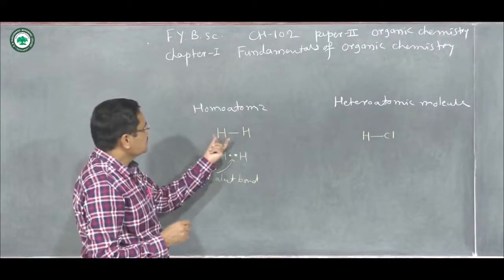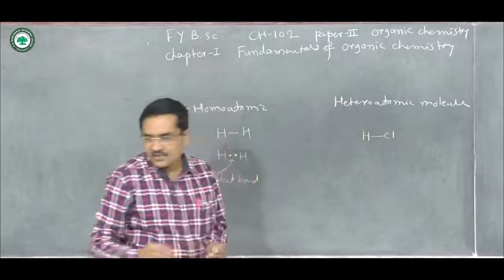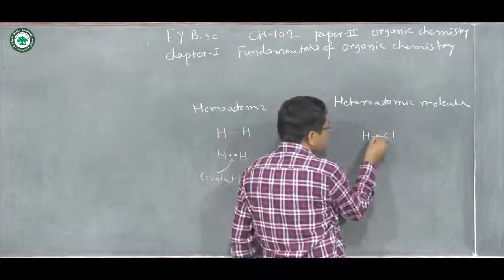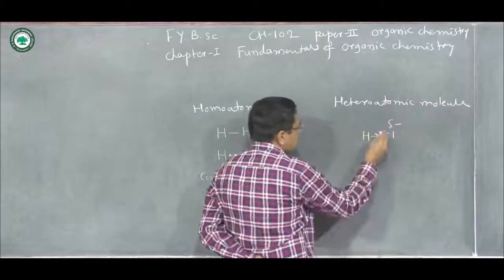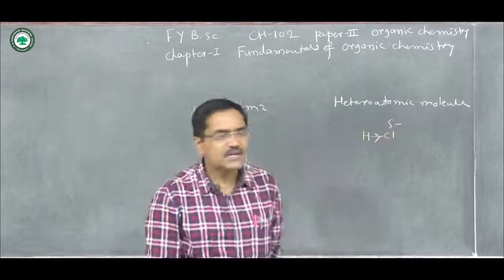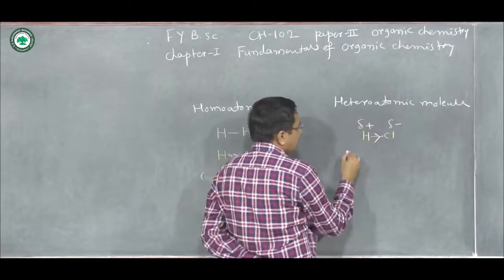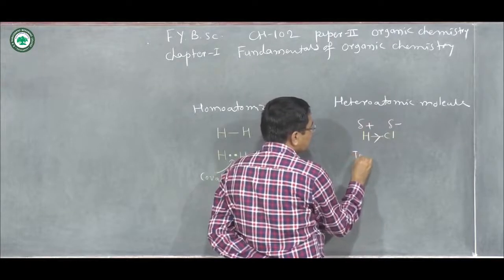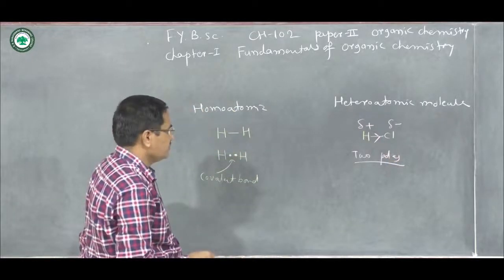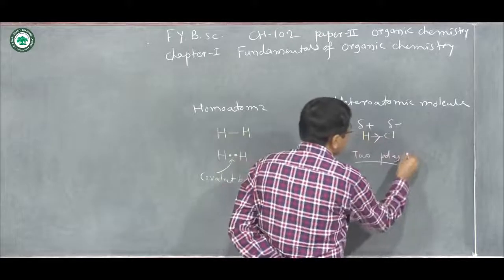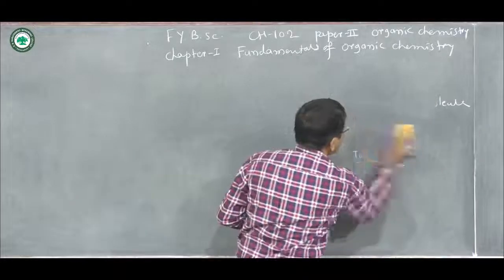Now here, equal sharing of electrons, here also equal sharing of electrons, but due to the higher electronegativity, the bond pair of electrons are attracted towards chlorine, and it acquired partial negative charge and it having the partial positive charge, and so it forms two poles, positive pole and negative pole, and this is called as inductive effect. So we discuss here inductive effect.